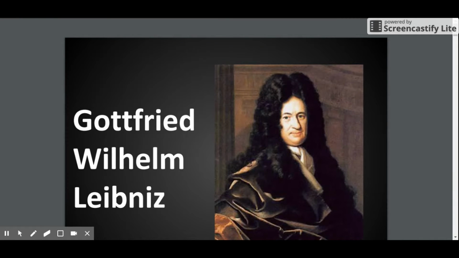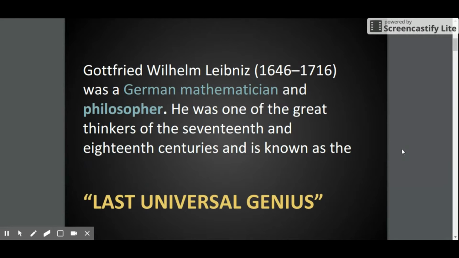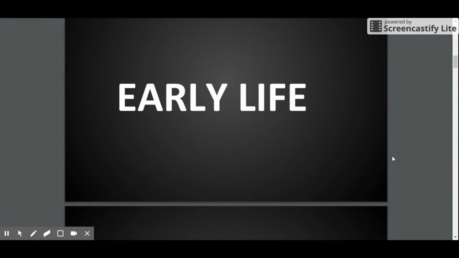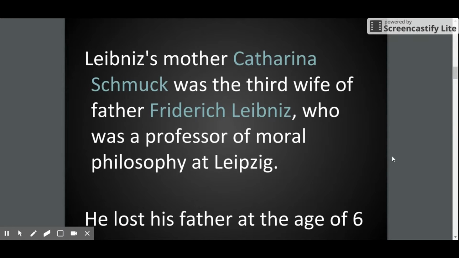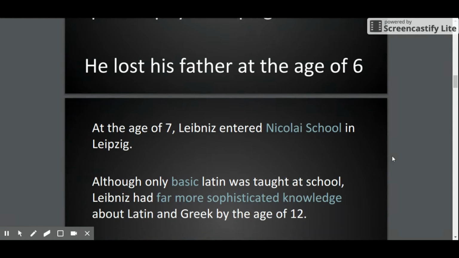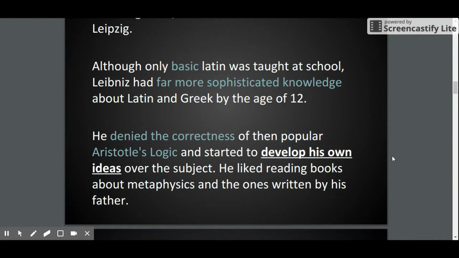The scientist we are going to discuss today is Gottfried Wilhelm Leibniz. He is a famous German mathematician and philosopher. He lived from 1646 to 1760. He is also known as the last universal genius. His early life involves his mother, who was a professor of philosophy at Leipzig University. He lost his father at the age of 6.